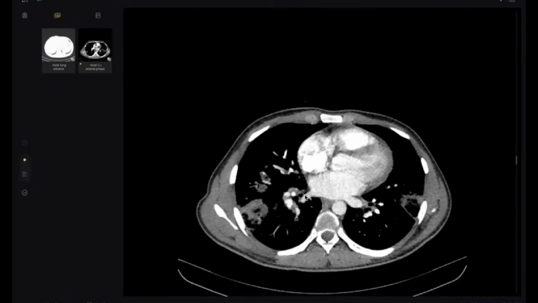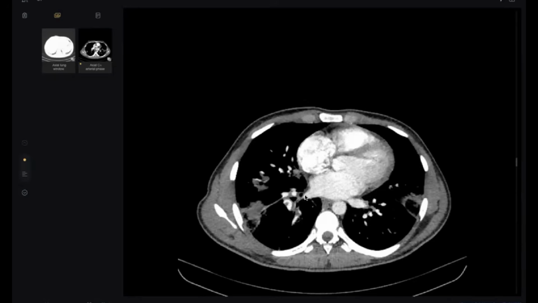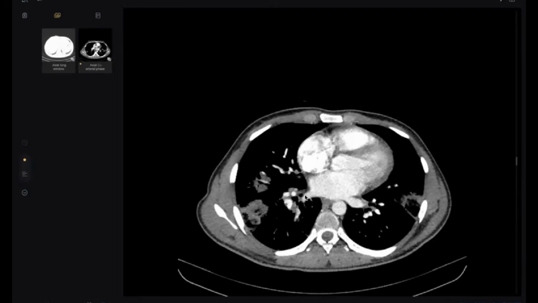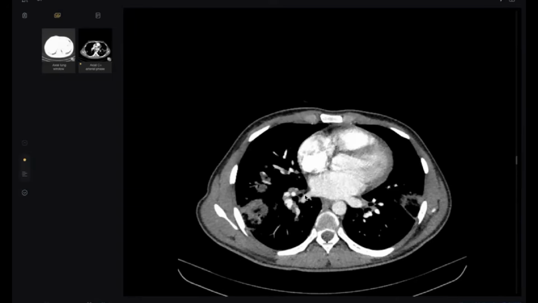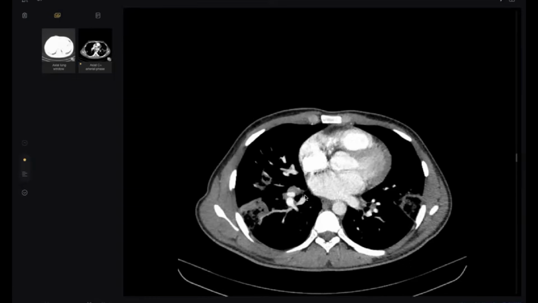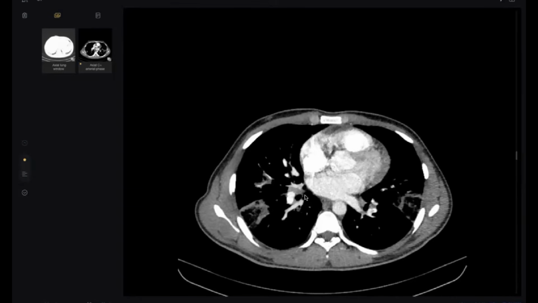The distribution is against Wegener's. The distribution is peripheral, and particularly basal, and the wedge shape favors emboli and infarcts. One colleague asked, why doesn't this case get diagnosed as Wegener's or metastasis? Because look, wedge-shaped peripheral lesions are very classic for pulmonary infarction.